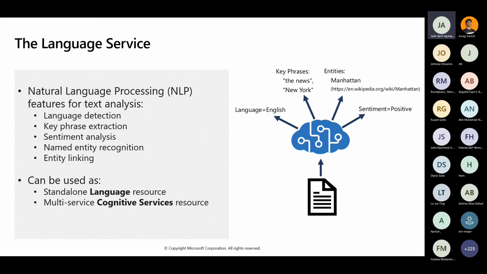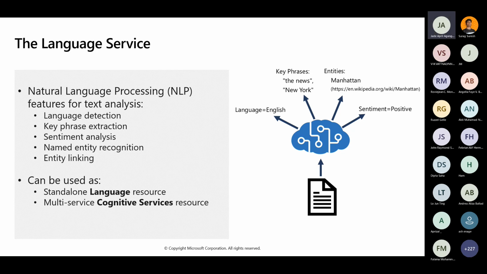So NLP, or natural language processing, features for text analysis. We do language detection, key phrase extraction, sentiment analysis, named entity recognition, and entity linking. This can be used under a language resource or in the multi-service language cognitive service.